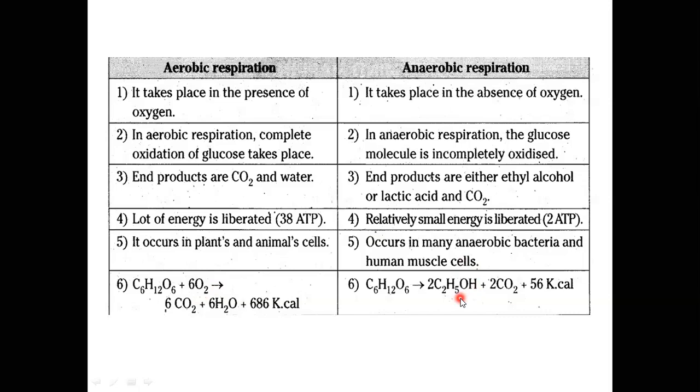The first difference, ऑक्सीजन का यूटिलाइजेशन होगा, एक में नहीं होगा. एक में कंप्लीटली ऑक्सीडाइज होगा ग्लूकोज, दूसरे में incomplete oxidation of glucose will take place. एरोबिक रेस्पिरेशन में because complete oxidation of glucose is taking place, there is a lot of energy that is being liberated. That is around 38 ATP molecules. In the case of anaerobic respiration, only incomplete breakdown of glucose is taking place. That is why small amount of energy is being released.